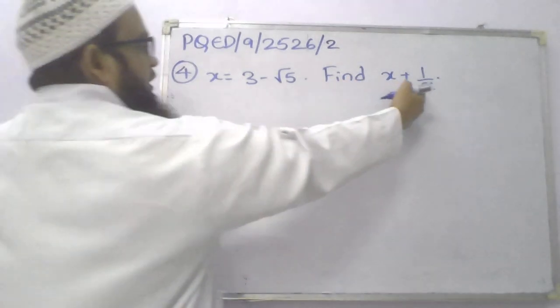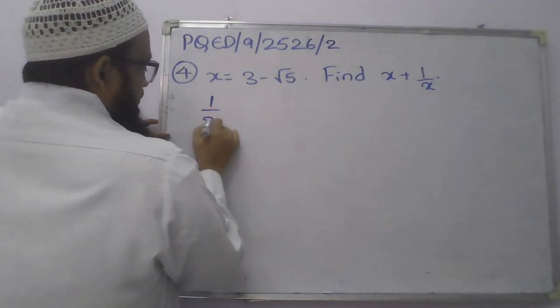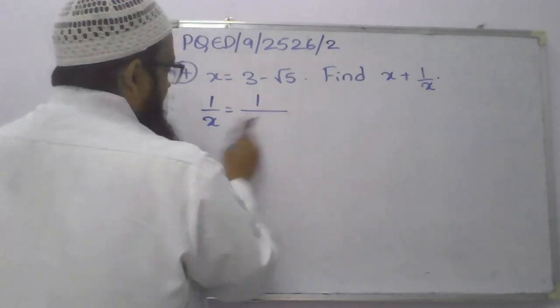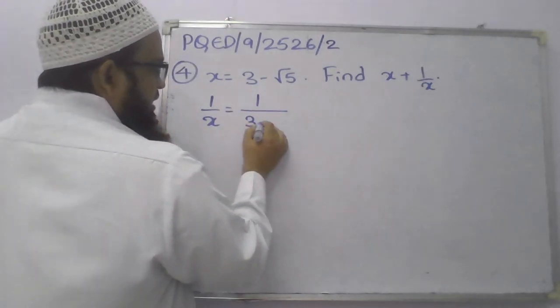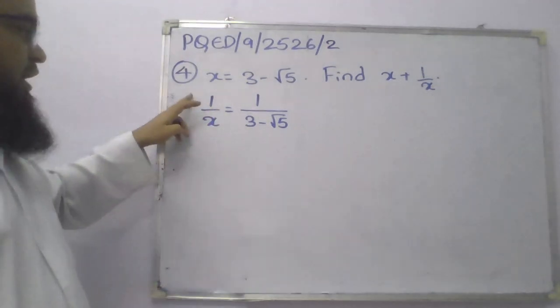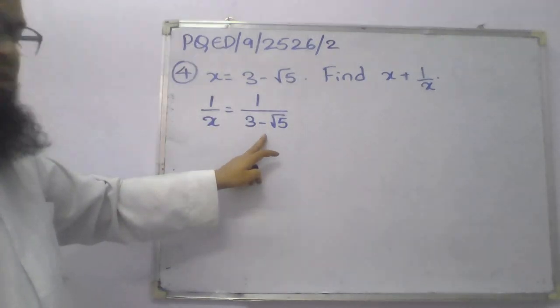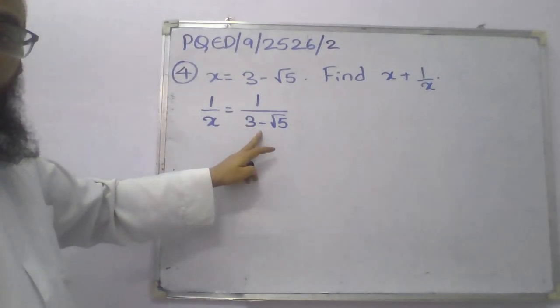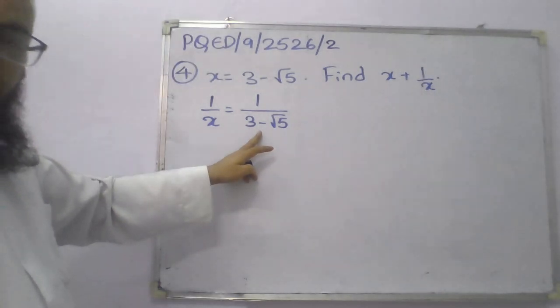But when I go for 1 by x, 1 divided by what is x? 3 minus root 5, right? So now when we take 1 by x, this is 3 minus root 5. Where is it? It is in the denominator.